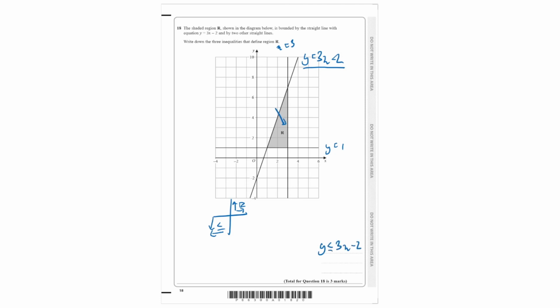And then we'll do the next one we found, which is x is equal to 3. It is going to the left, so it is less than or equal to. So x is less than or equal to 3. Now for the final one, y is equal to 1. We can see that it goes up into R. So we can write y is greater than or equal to 1. And that's our final answer.